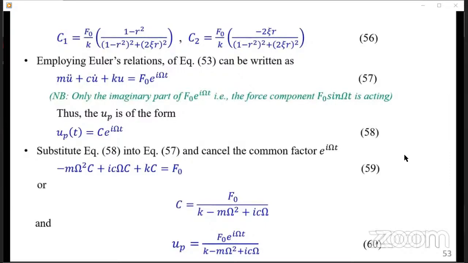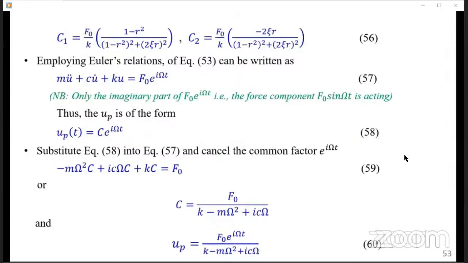So by employing the Euler's relation, our equation 53 can be written as shown in equation 57. Of course, you can see the forcing function. Now we have expressed it in terms of the imaginary number. And note that only the imaginary part, the forcing component, F naught sine omega t, is active. Thus, the forcing function is of the form C e to the power i omega t. Okay, I want you again to digest that.